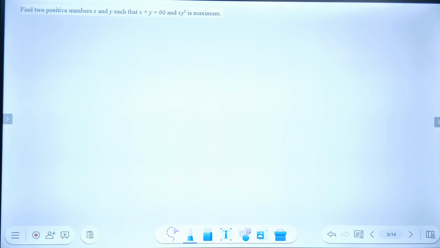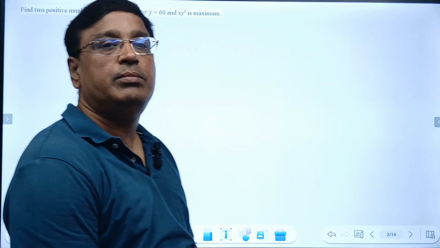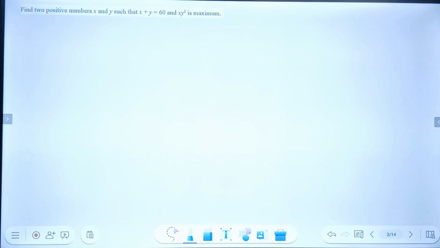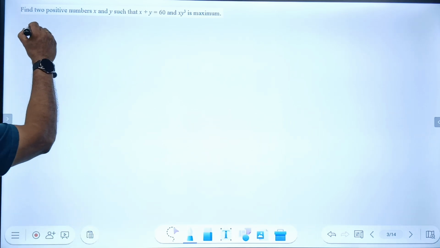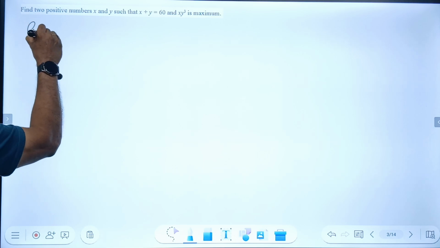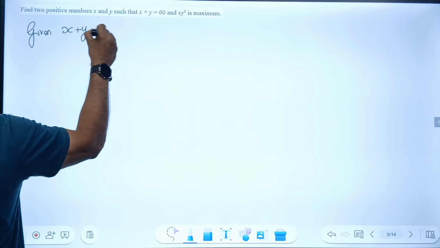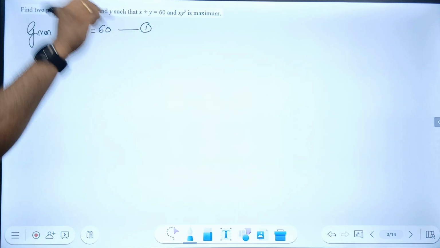Now, find two positive numbers x and y such that x plus y is 60 and x y cube is maximum. This is the question. Okay. Now first of all, look for what is given. Now what is given to me? It is given that x plus y is 60. This is given to me, so I will call this as 1.